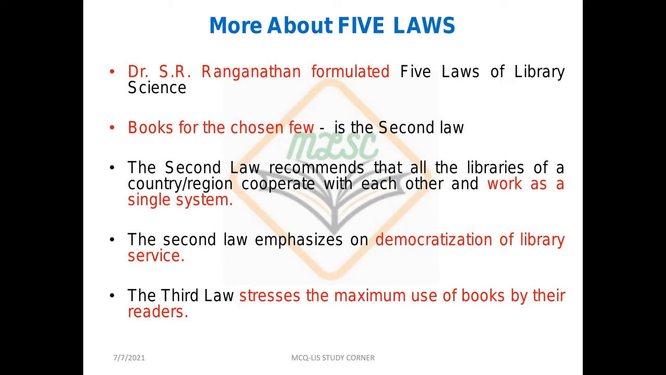Books are for use is the first law. Every reader his book is the second law. The second law recommends that all the libraries of a country or region cooperate with each other and work as a single system. The second law emphasizes democratization of library service. The third law stresses the maximum use of books by their readers.